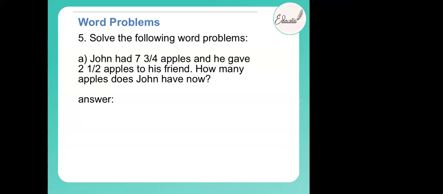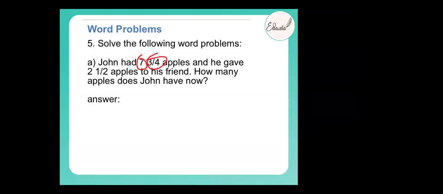Okay. John had 7 3 by 4 apples, and he gave 2 whole 1 over 2 apples to his friend. You have to say it this way: 7 whole and 3 by 4 fraction. Two and a half apples. How many apples does John have now?